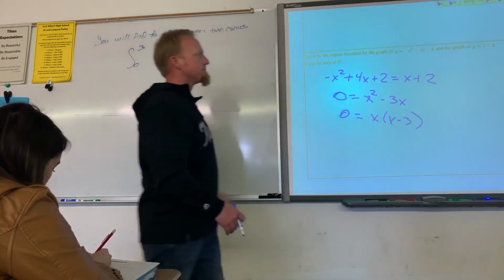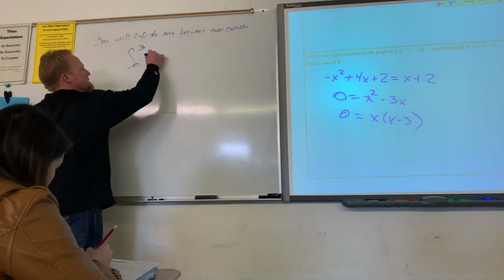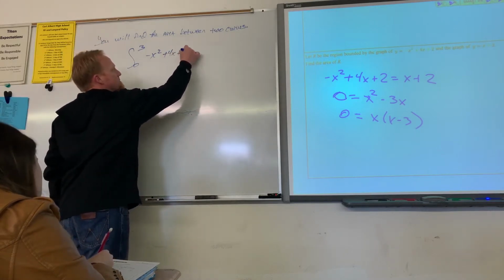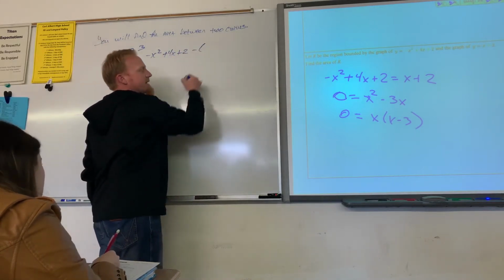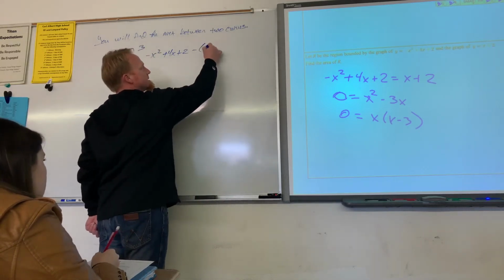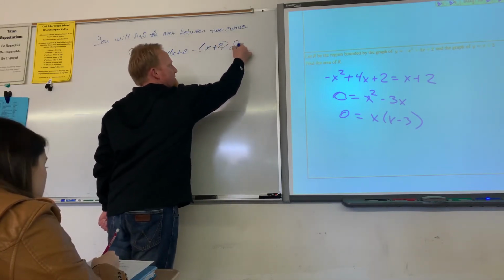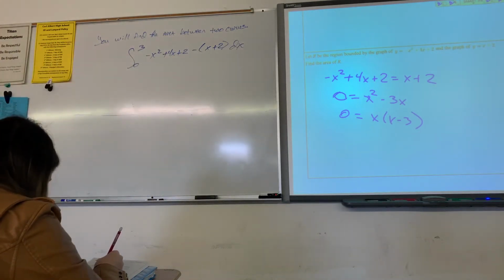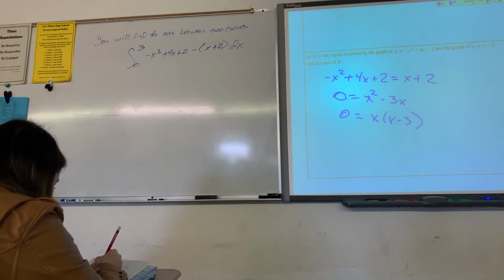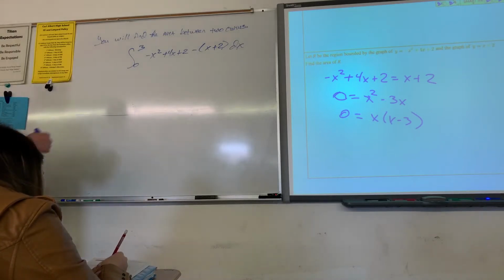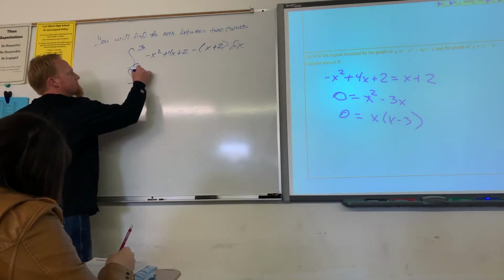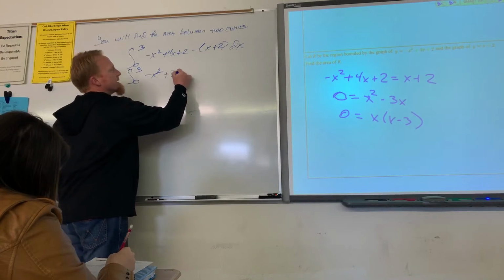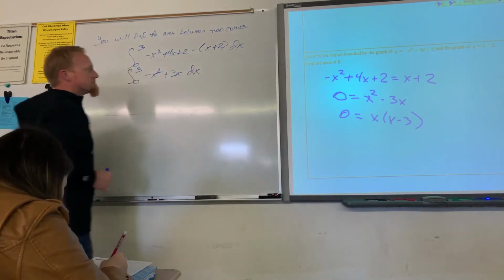Which one needs to be on top? The first one. So negative x squared plus 4x plus 2 minus, make sure you put that second function in parentheses if it's something other than a monomial. Because what are you going to forget to do? Distribute the negative, so make sure you distribute. Alright, let's clean that up. So negative x squared, I'm going to get 3x, and the 2's cancel.